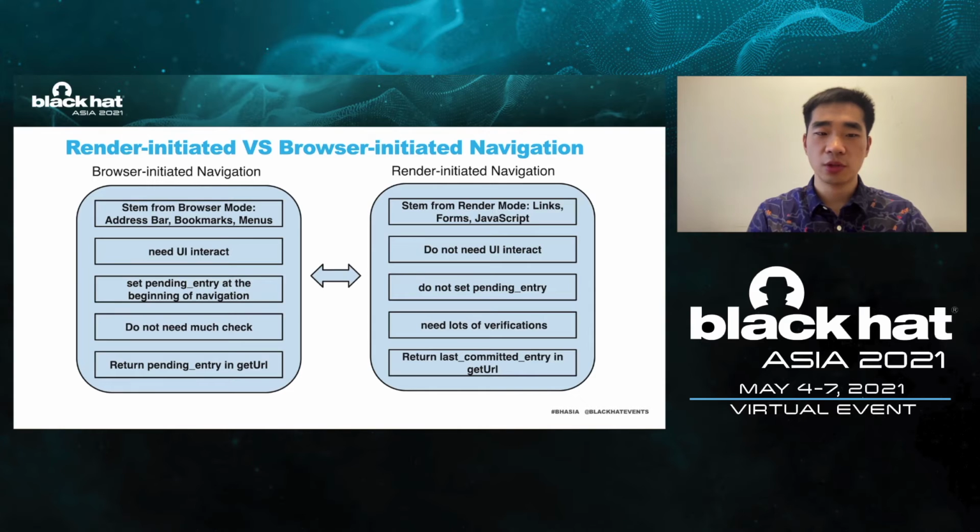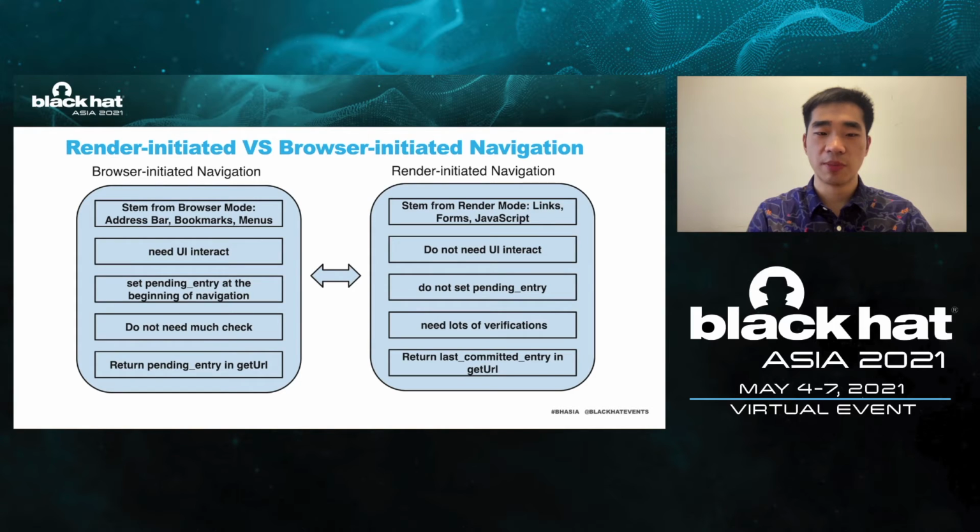First, let's compare the two types of navigation. Browser-initiated navigation comes from user interaction like typing in the address bar, bookmarks, context menu, while render-initiated navigation comes from the render model, like JavaScript, links, forms. Render-initiated navigation can be tricked by JavaScript code, so it is untrusted and needs lots of verification to ensure the context is not tampered with. Browser-initiated navigation is triggered by the user. JavaScript code cannot affect it, so it is trustworthy.